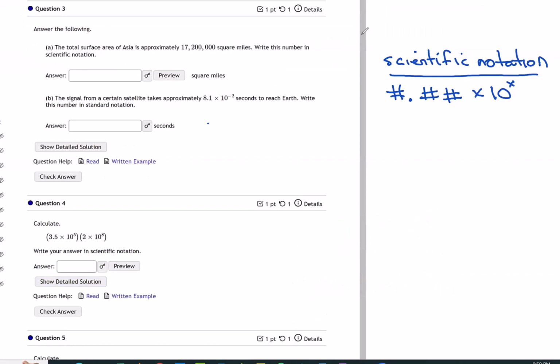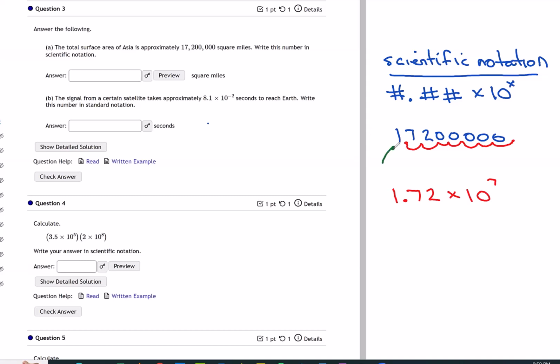If we start with a number 172,000,000, my decimal point is always at the end. I'm going to move it 1, 2, 3, 4, 5, 6, 7 places. It's going to be 1.72 times 10. And we have to figure out if that's a positive or a negative 7.